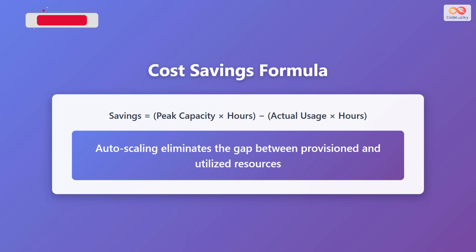The cost savings from autoscaling can be calculated using a simple formula. Savings equals peak capacity multiplied by hours minus actual usage multiplied by hours. In traditional infrastructure, you provision for peak capacity and pay for it constantly, even during low usage periods. Autoscaling eliminates the gap between provisioned and utilized resources. By scaling down during quiet periods and up during busy times, you pay only for what you need, transforming your cost structure from fixed to variable and dramatically reducing waste.